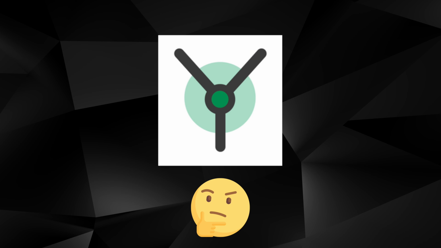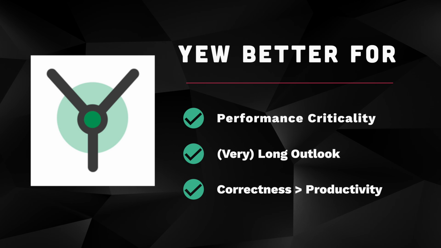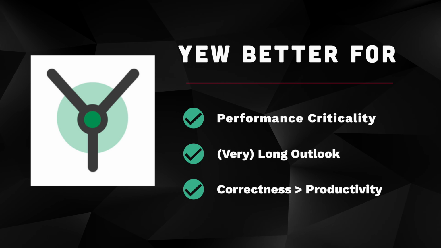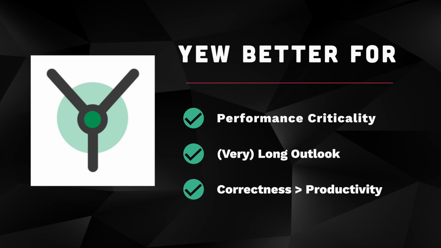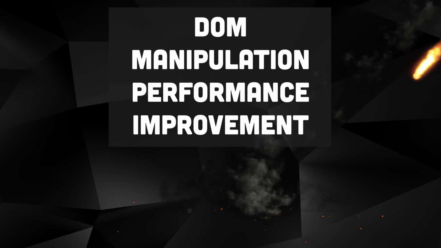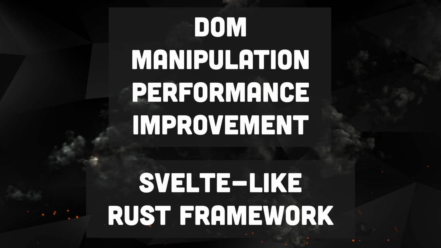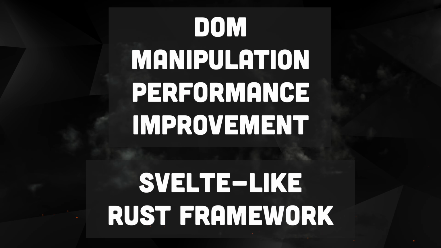Yew can be a compelling option if you have performance-critical logic that must be written in WebAssembly, or if you're forward-looking and are confident that the DOM operations from WebAssembly will receive a performance boost at some point, or if you see the Rust language as being a key component in defect prevention. Some events that will have a big impact on this landscape are, like I mentioned, improving the performance of DOM manipulations from WebAssembly. The other might be the introduction of a Svelte-like framework built on Rust. Now that would be a game changer.